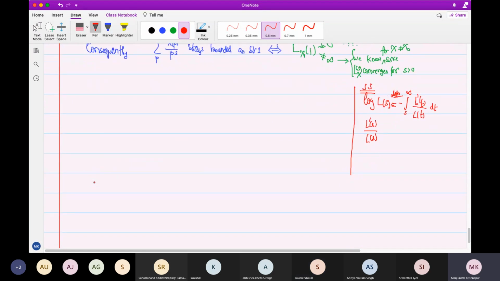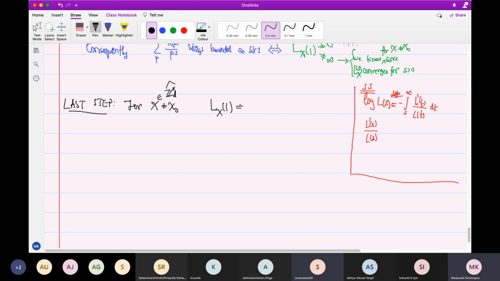Okay, so that finishes the last remaining step. For chi not equal to the trivial character, chi a character of Z_D star, the L function is not vanishing at 1. L chi of 1 is not 0. This is the thing we have to prove.